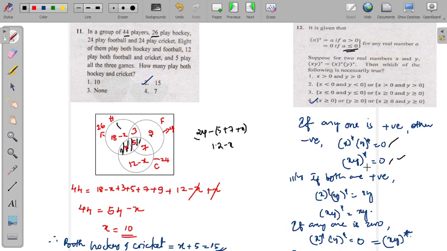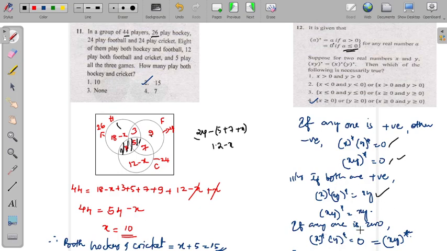If both are positive, then also this is true. x star, y star, you will get xy. Then xy whole star is also equal to xy, because both are positive, so the product is also positive. So xy greater than 0 means the answer is xy. In this case also the answer is xy.